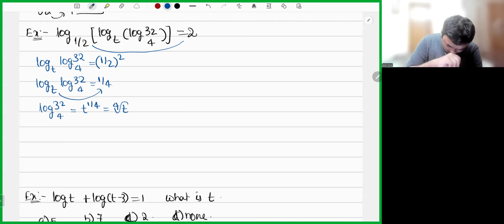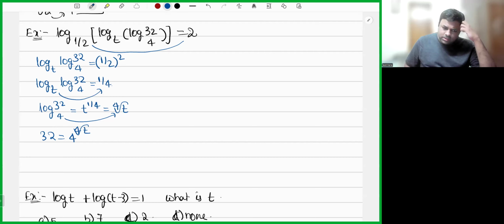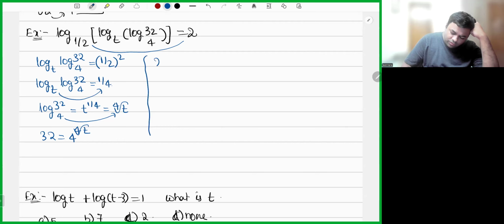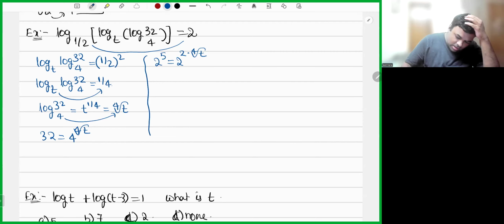Now, again, backwards: 32 is equal to 4 power fourth root of t. This is the given point here. Now, 32, how can I write 32? Can I write it as 2 power 5, my dear friends? Yes, sir. 4 power fourth root of t, can I write as 2 square into fourth root of t? Yes, sir. We know this point, right? If bases are equal, powers can be equated. Let us equate the powers.